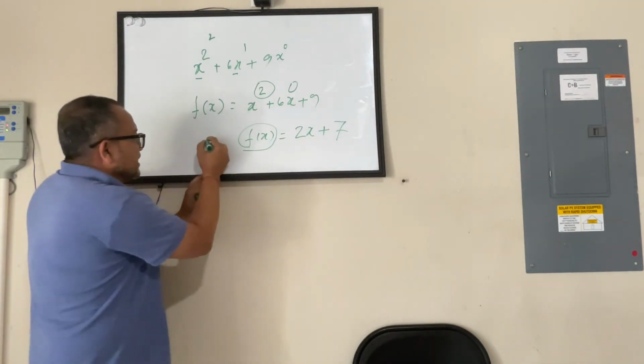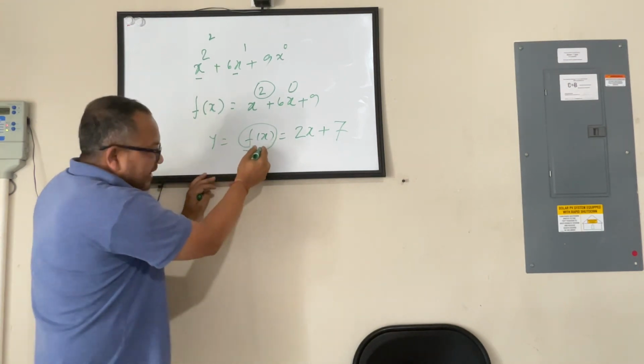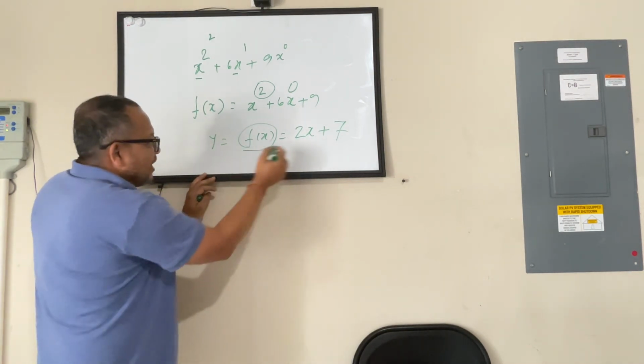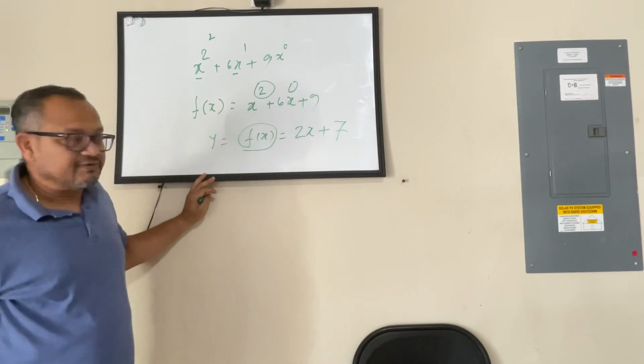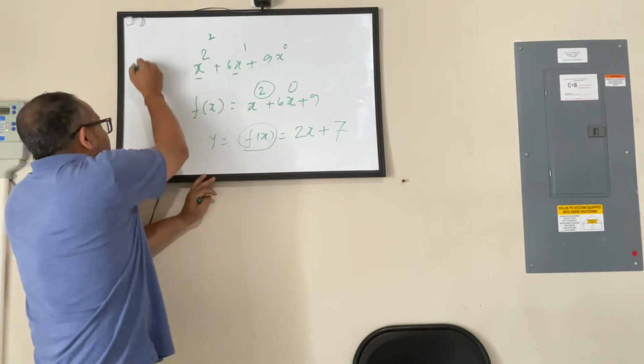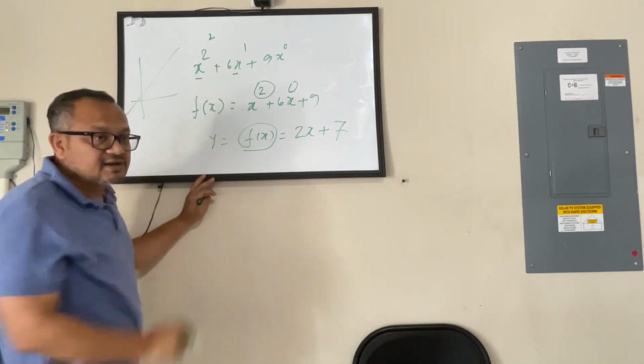Or you can always say that y is a function of x, where y equals 2x plus 7. This is a linear equation. When you draw this on a graph paper, this draws a straight line for you.